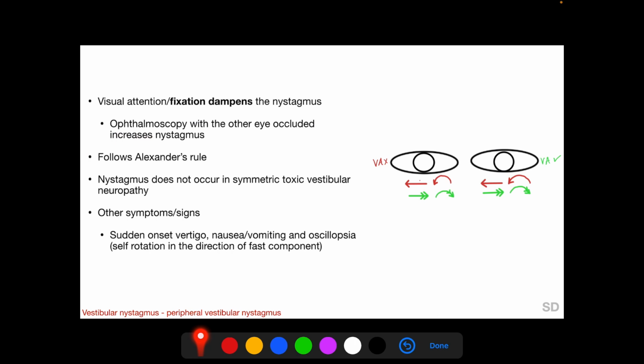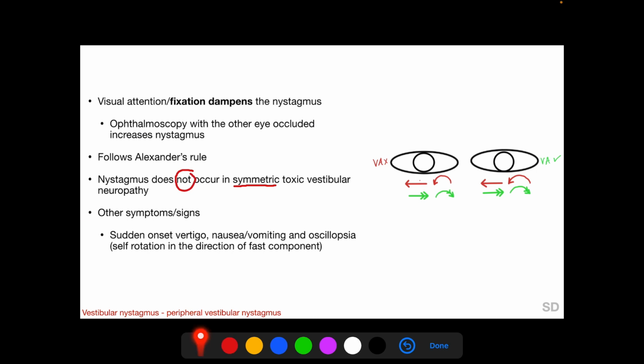Like other jerk nystagmus, peripheral vestibular nystagmus follows Alexander's rule. Since peripheral vestibular nystagmus arises from unilateral or asymmetrical lesions of the peripheral vestibular apparatus, in symmetric toxic vestibular neuropathy, we do not find nystagmus.